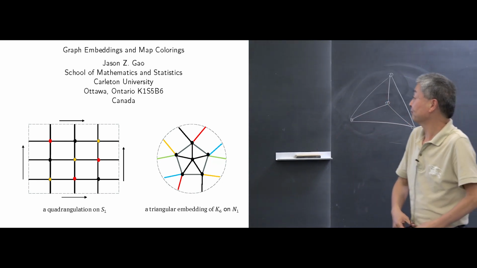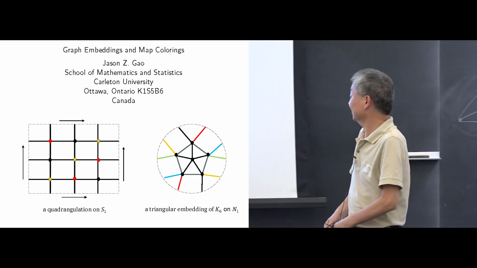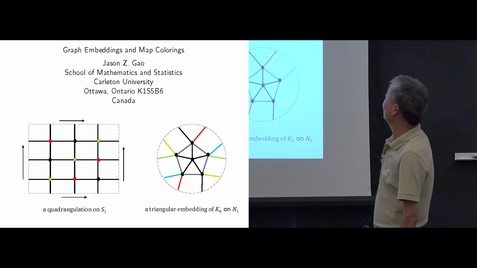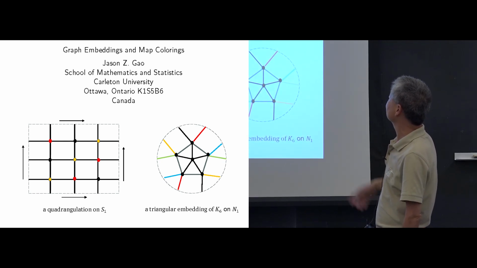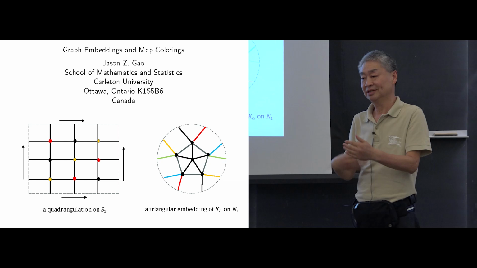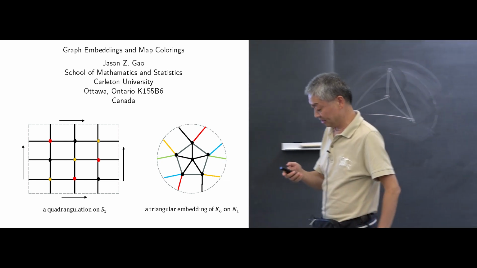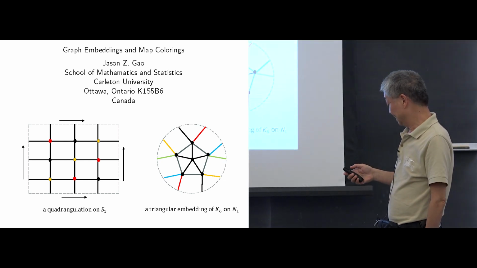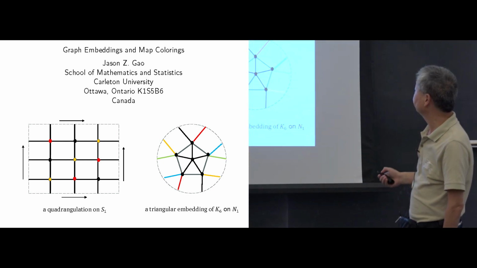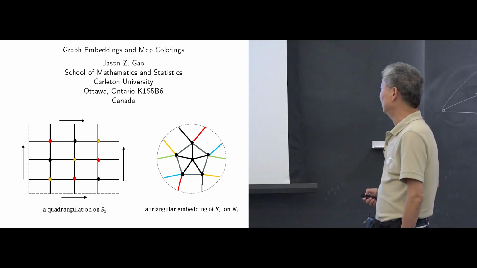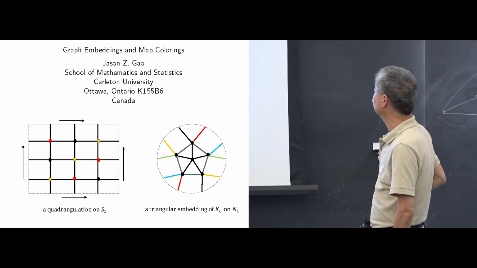Okay, so today's talk involves two topics. One is about graph embeddings, and the second one is about map colorings. And these topics, of course, are closely related, as you will see. And so first of all, we're talking about graphs embedded on surfaces.